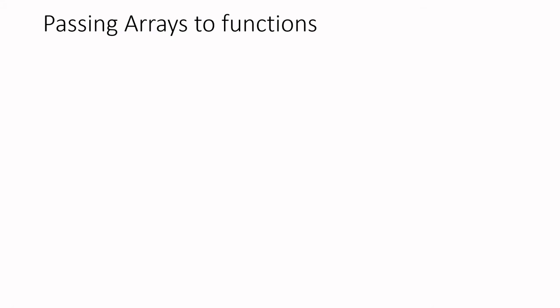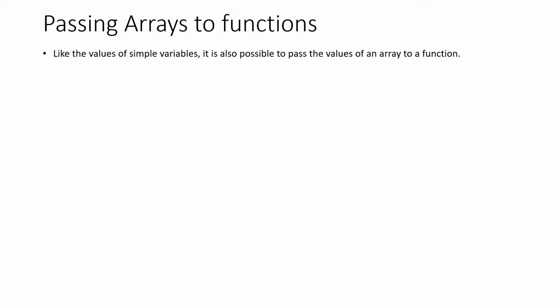So now we will discuss how to pass an array to a function. Earlier we learned about functions, and we can give various arguments, various input values, so that the function can work on them. Now we will check how we can pass an array as an argument to a function. So let's check the example.